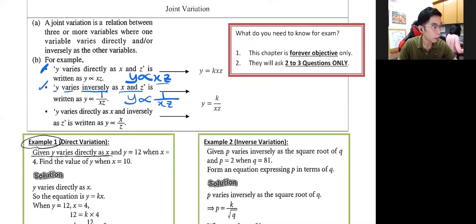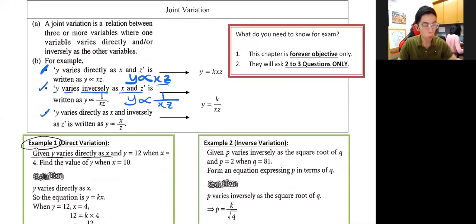Okay, and then look at the third one. Y varies directly as X. You straight away write X. And inversely means 1 over, it means you write it at the bottom part. So this is what happened: Y varies as X over Z. Perfect.